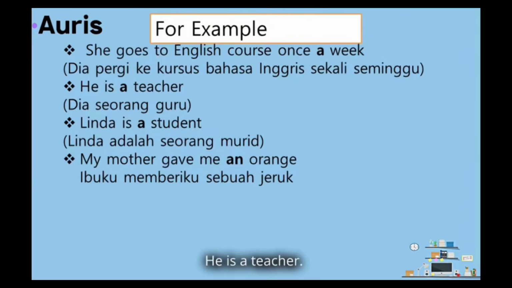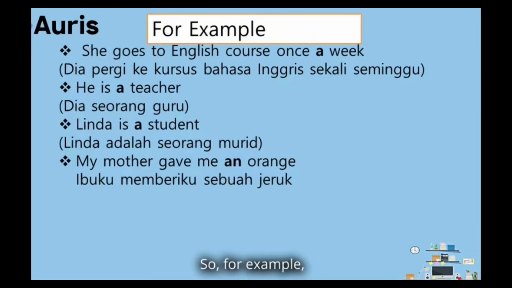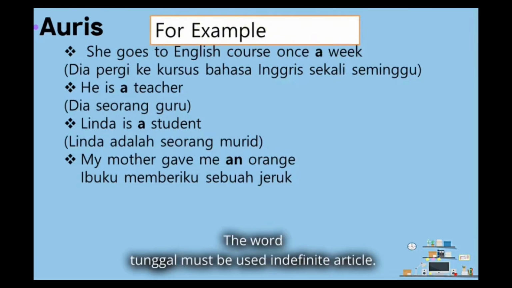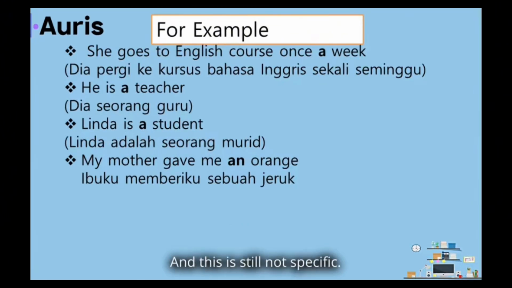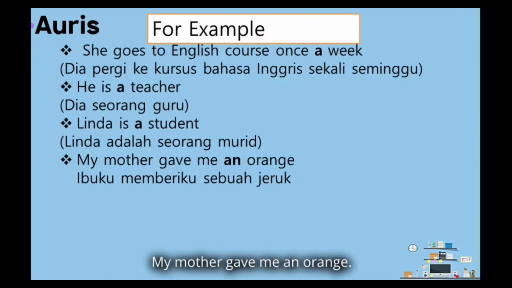He is a teacher. It cannot be "he is teacher." So the singular noun uses the indefinite article a or an, and this is still not specific. Linda is a student. My mother gave me an orange.